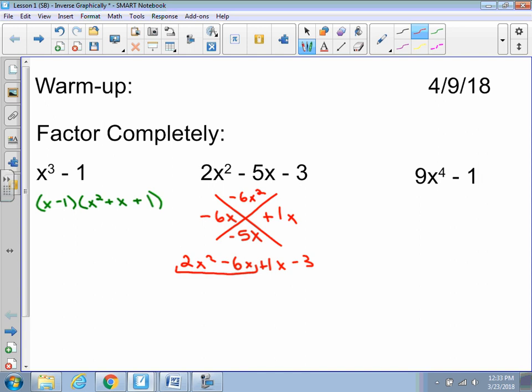Our first group has a GCF of 2x, leaving us with x minus 3. Second group has a GCF of 1, leaving us with x minus 3. So our factors are x minus 3 and 2x plus 1.